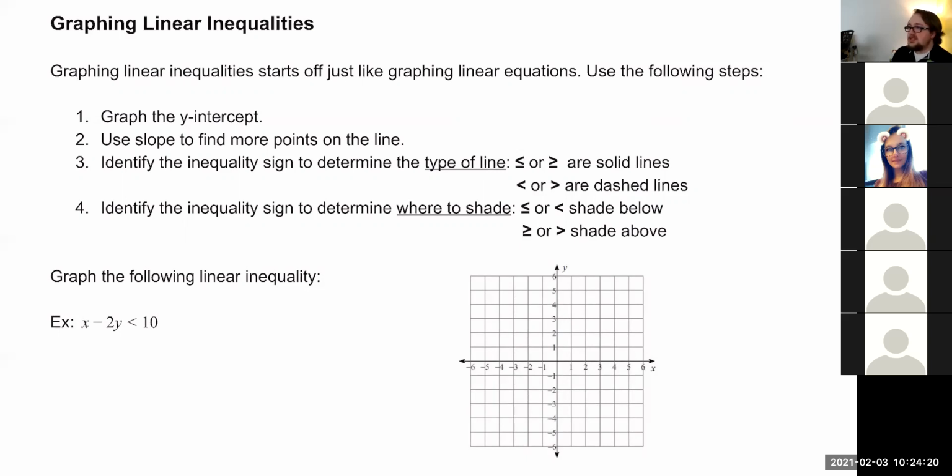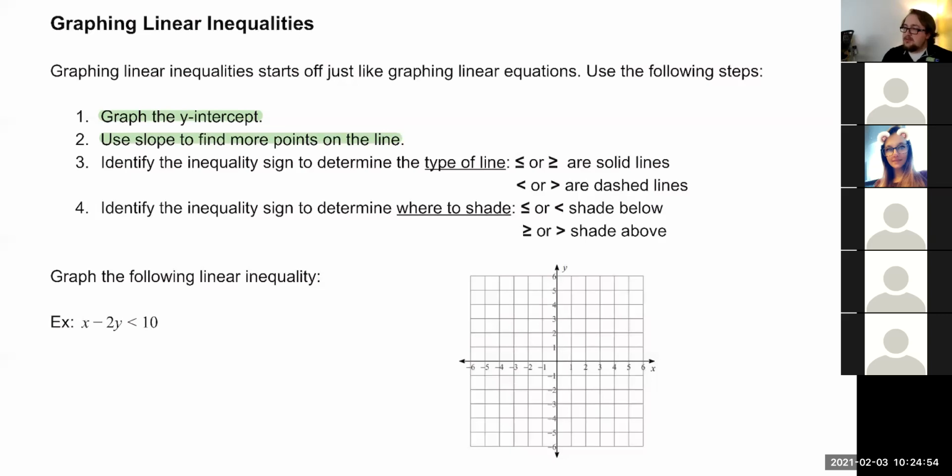But if you think about this from unit 1, when we solved an equation, we got exactly one solution. But when we solved an inequality, we found a shaded range of solutions. There was shading involved. The same is going to apply here. So if you notice, the first 2 steps are the same. Graph the y-intercept, use the slope to find more points on the line.